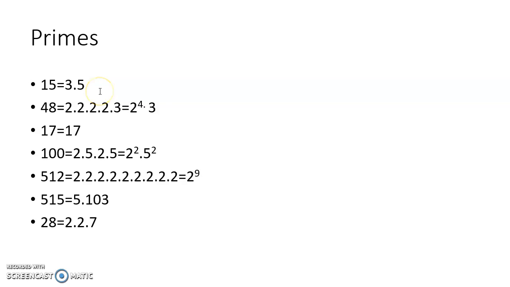Example, 15 can be written like this, 3 into 5. 48 can be written like this, 2 into 2 into 2 into 2 into 3. That means 2 raised to 4 into 3. 2 is a prime number, 3 is another prime number. So 48 can be written as the product of two prime numbers, 2 and 3. 15 can be written as the product of two prime numbers, 3 and 5.